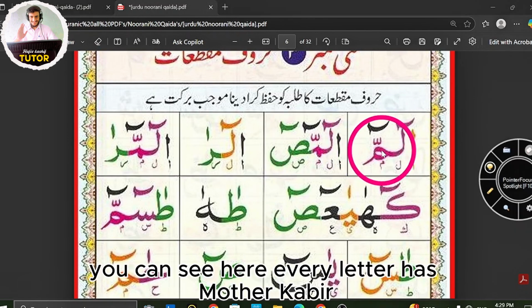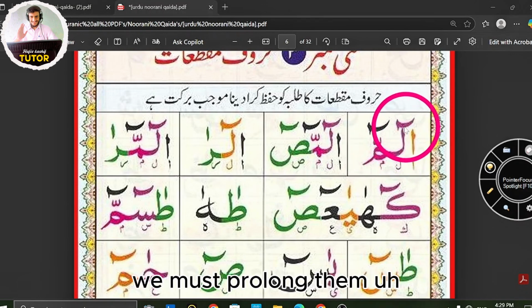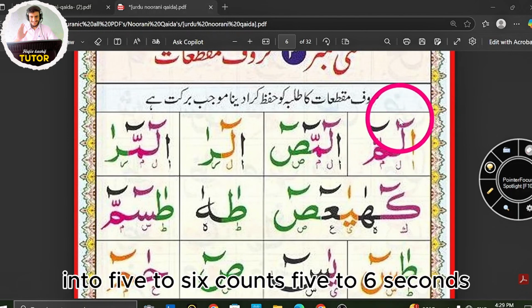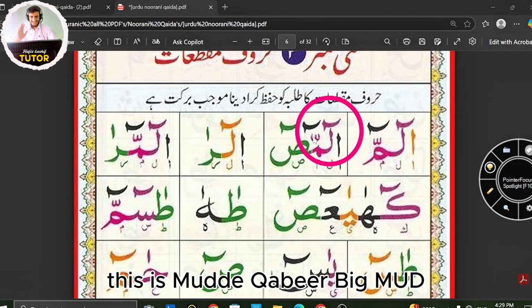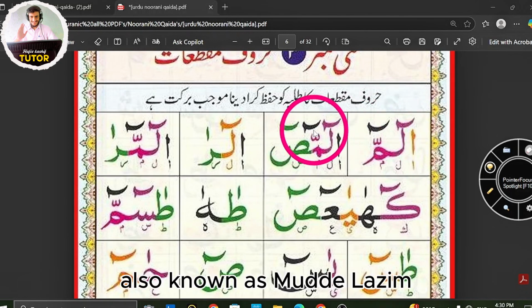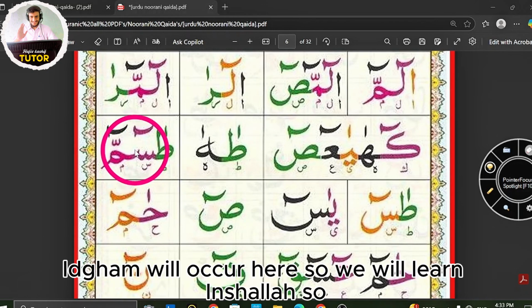You can see here every letter has Madde Kabir, like big mud. So we must stretch them, we must prolong them into 5 to 6 counts, 5 to 6 seconds. This is Madde Kabir, big mud, also known as Madde Lazim. Between these letters, the Tajweed rule of idgham will occur here, so we will learn inshallah.